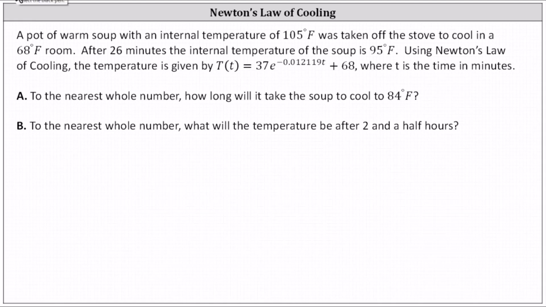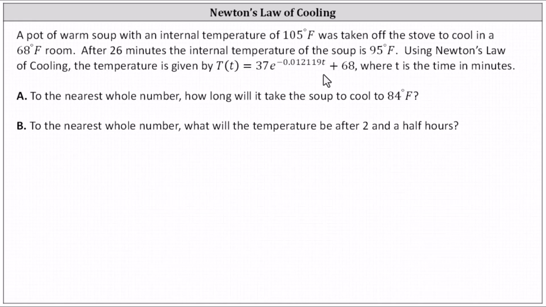A pot of warm soup with an internal temperature of 105 degrees Fahrenheit was taken off the stove to cool in a 68 degree Fahrenheit room. After 26 minutes, the internal temperature of the soup is 95 degrees Fahrenheit. Using Newton's law of cooling, the temperature is given by T(t) = 37e^(-0.012119t) + 68, where t is the time in minutes.